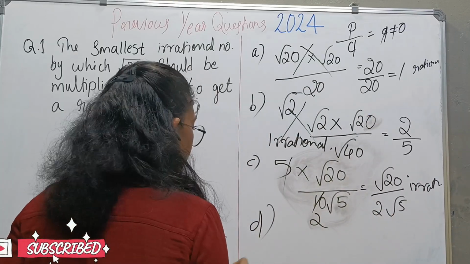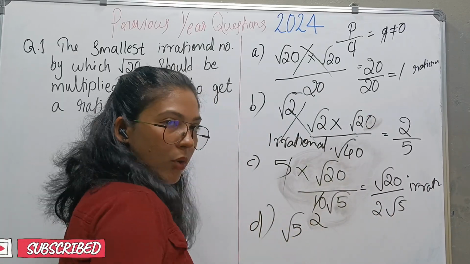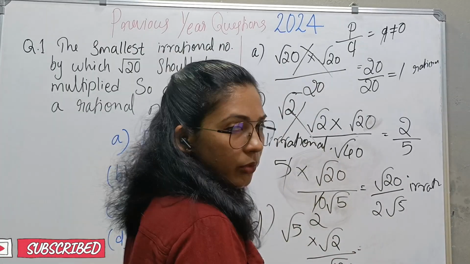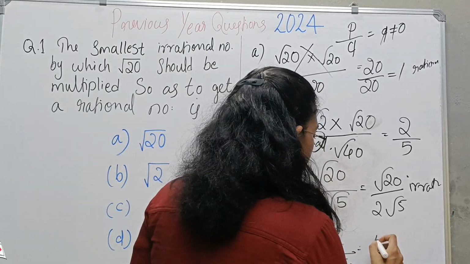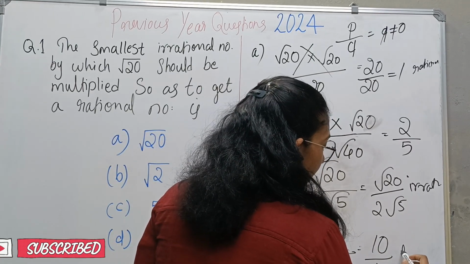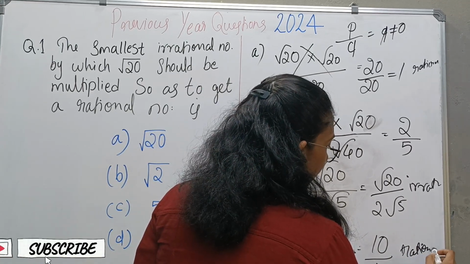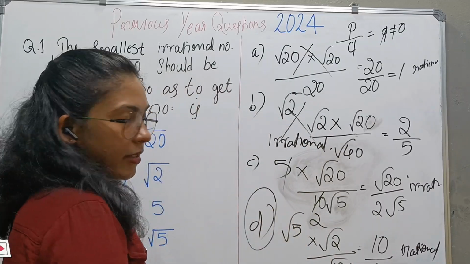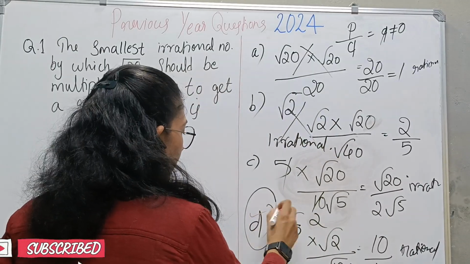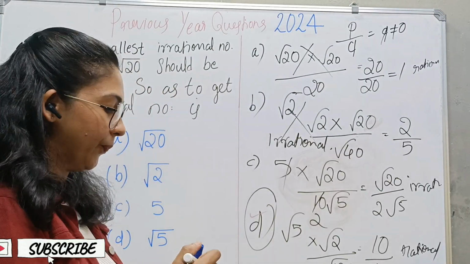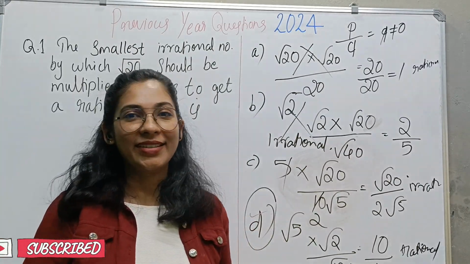And finally option D, here it is root 5. Root 5 into root 20 gives root 100, which is equal to 10. This is a rational number. So option D is the right answer. Hope it is clear for you. So let's move on to the next question.